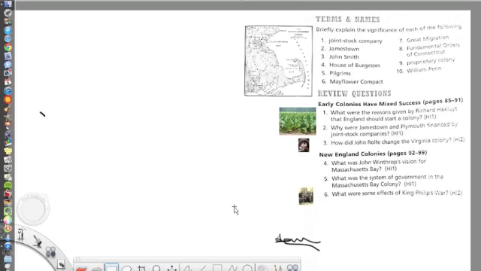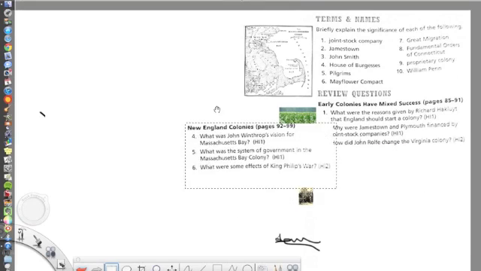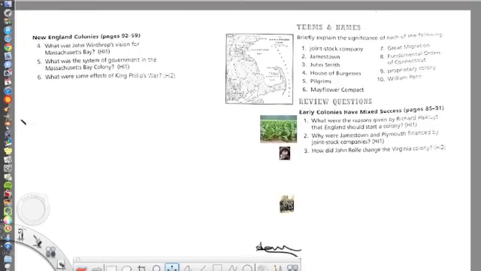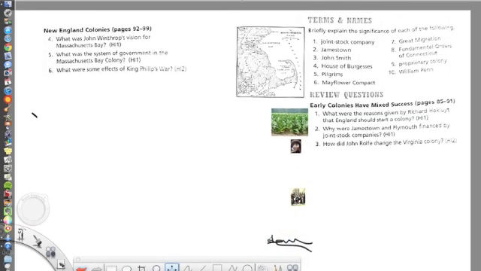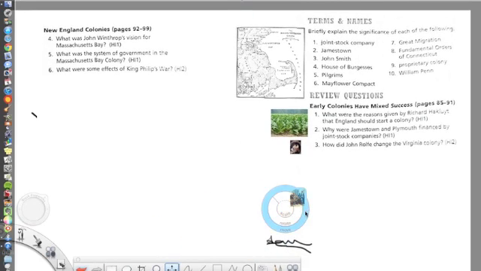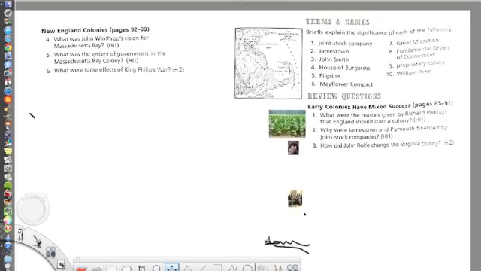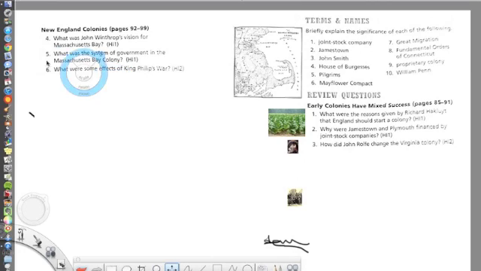Number 6 reads, what were some effects of King Philip's War? I have a picture here of King Philip's War, so I wanted to bring it here. Let me pull this over here. Oops, not that exactly. I'm trying to grab this here. Oh well, I can't do it. Let's keep it going.